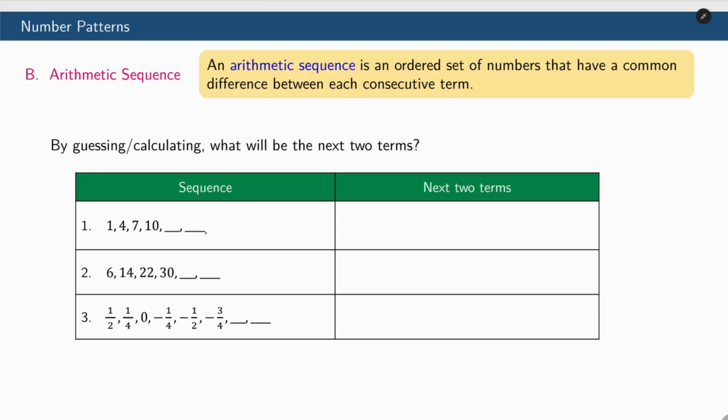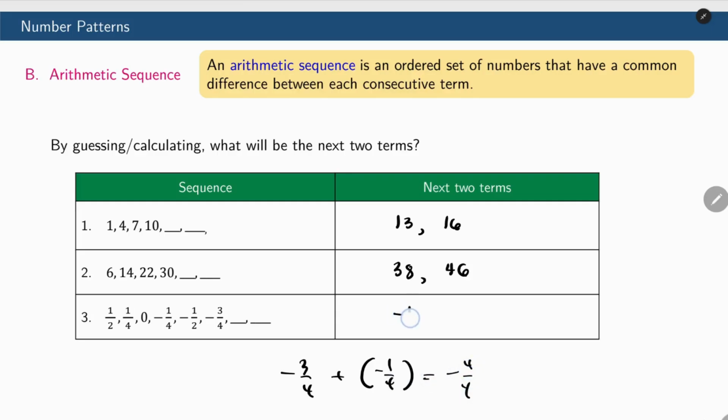Now, since we already determined the common difference of the three, let us get the next two terms. Since the common differences are 3, 8, and negative 1 fourth, here we have 13 and 16, and then 38 and 46. And then here we have negative 3 fourths plus negative 1 fourth, so that's negative 4 over 4, that's negative 1. Followed by negative 1 plus negative 1 fourth, so you have negative 5 over 4.